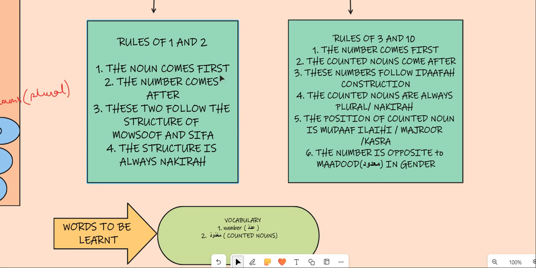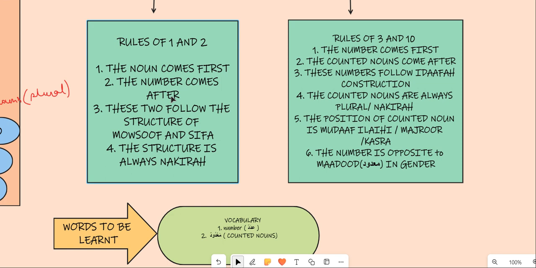The noun comes first and the number comes after. The counted noun, if you want to say number 1, that is one boy. So you will write the noun first, meaning walad first, and then you will write the number as wahid. So wahid will come as a sifa for walad.